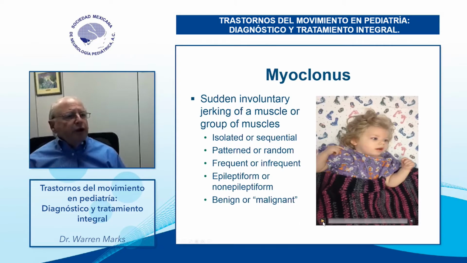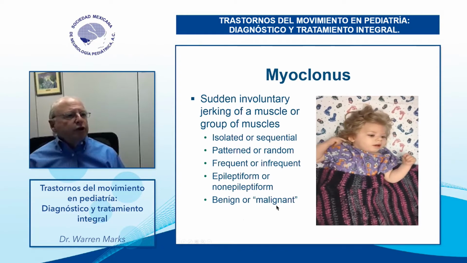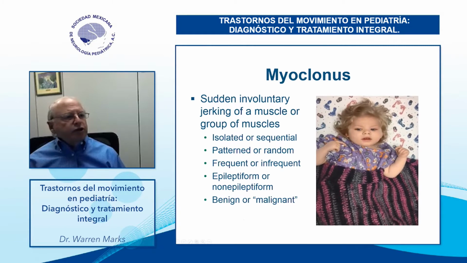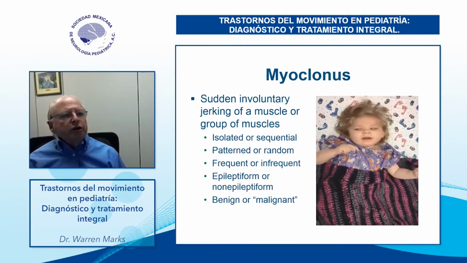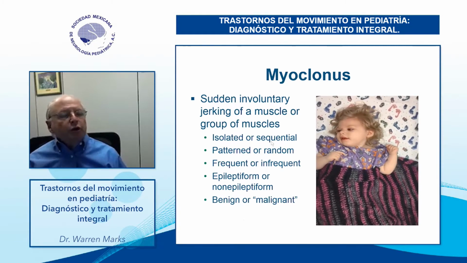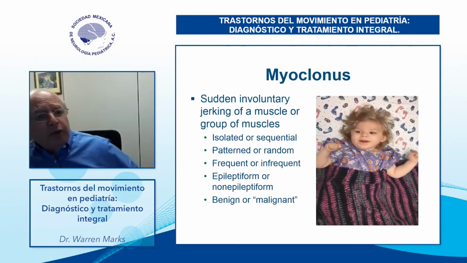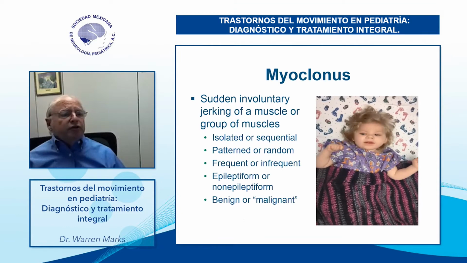Okay, let's shift to myoclonus. Myoclonus are sudden, really quick, jerky movements. It can be isolated to one extremity. It can be sequential, moving from one extremity to another, or it can be kind of random, one extremity, then another place. It can be patterned. It can be random, frequent, infrequent.